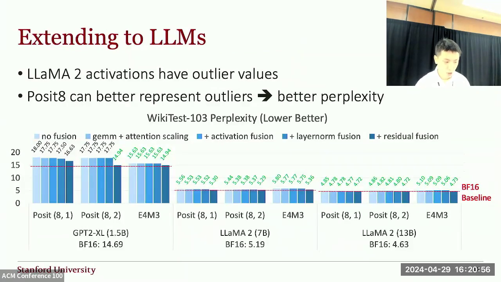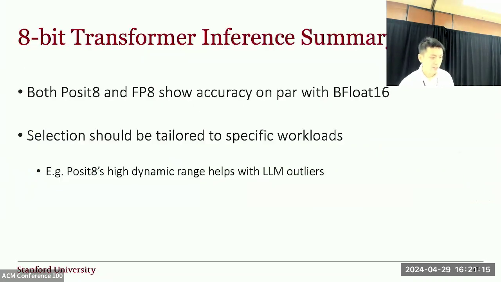Lastly, we tested on the large language model, and we found that posit8 performs better than FP8 on large language models. It's mainly because Llama 2 activations have outlier values in some of the channels, and posit8 can better represent these outliers because of its very large dynamic range, and therefore has better perplexity. To summarize, both posit8 and FP8 show post-training quantization accuracy on par with BF16. However, certain data types may perform better than others, depending on the specific workloads. So the selection of the appropriate data type should be tailored to the specific models and associated tasks.